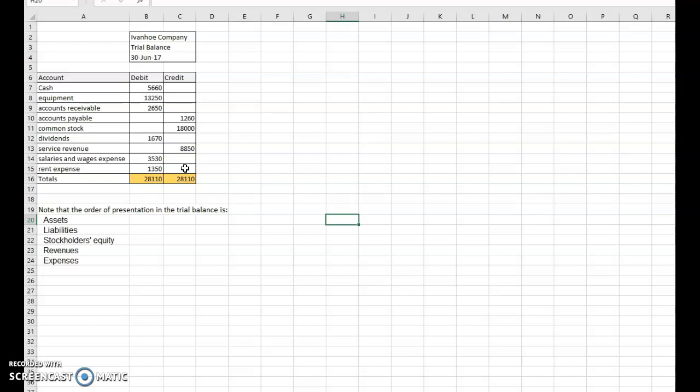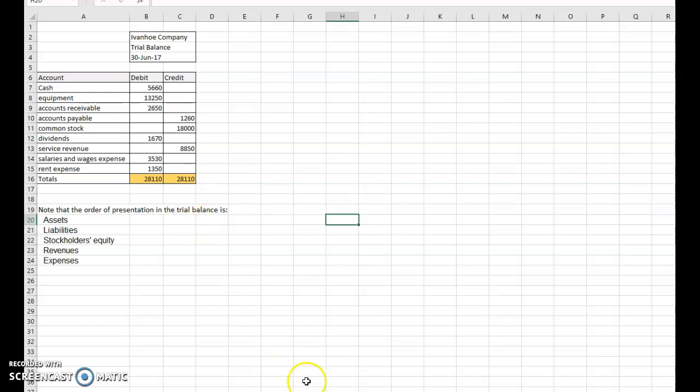So the nice thing about the trial balance is you can really tell when it's going to balance and when you've done it the right way or the wrong way, because if it doesn't balance, it's not right. And so then you can play with it like that. But this is how it should work.